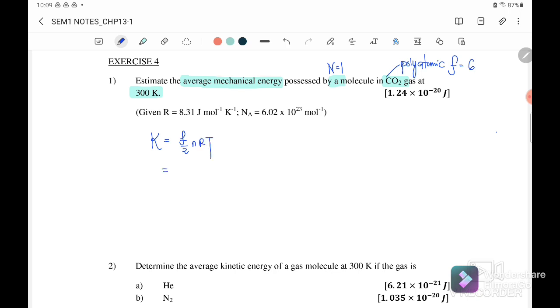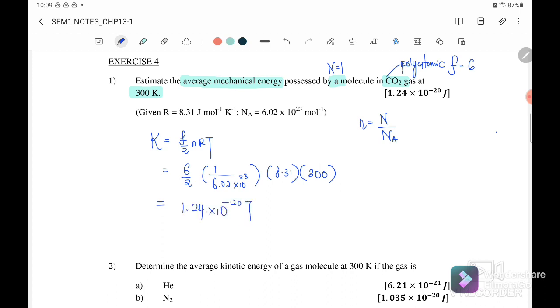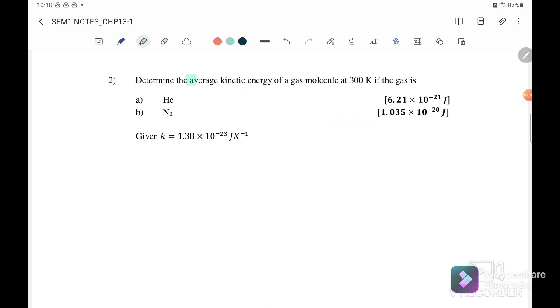Because this is carbon dioxide, polyatomic, the degree of freedom is 6 over 2. n is the number of moles, which is equal to the number of molecules over the Avogadro number, so we can write 1 over 6.02 times 10 to the power of 23. R is 8.31, and the temperature is 300 Kelvin. The final answer for the mechanical energy is 1.24 times 10 to the power of negative 20 joule.